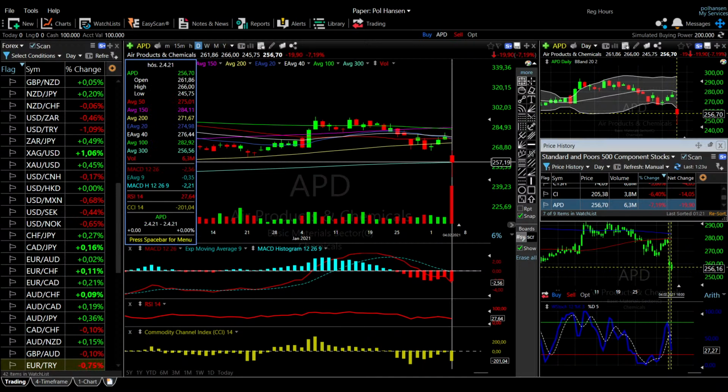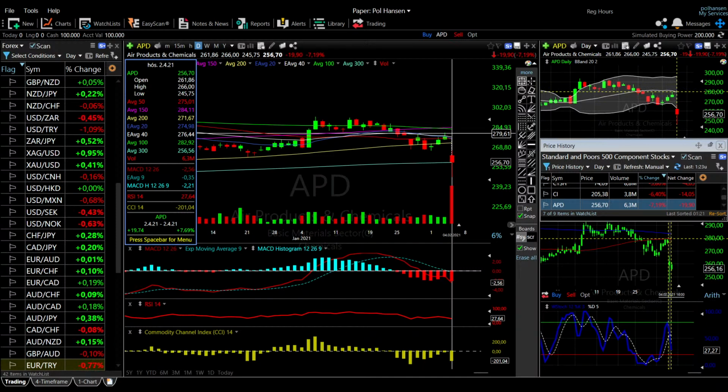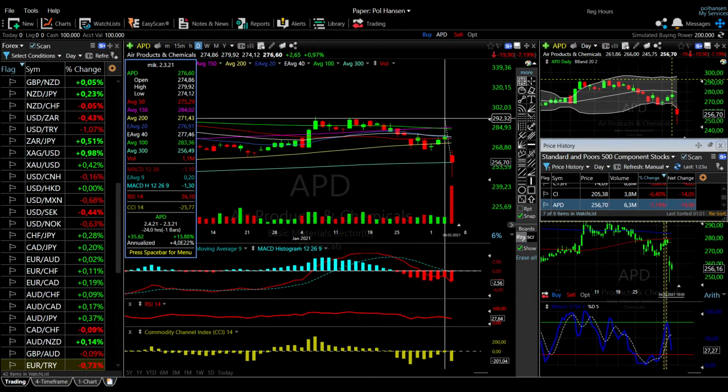So there are two possible trades here. You can trade it towards the middle of the Bollinger Band. That is roughly there. That's a gain of 7.7%. Or you can target the very highs here, and that is a trade of 14.12%.